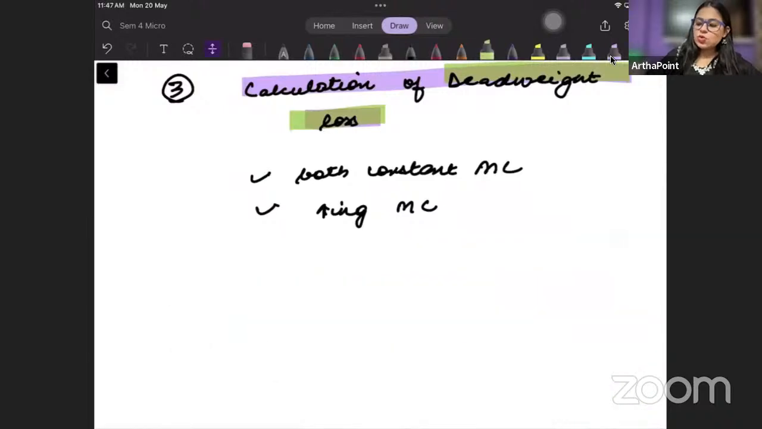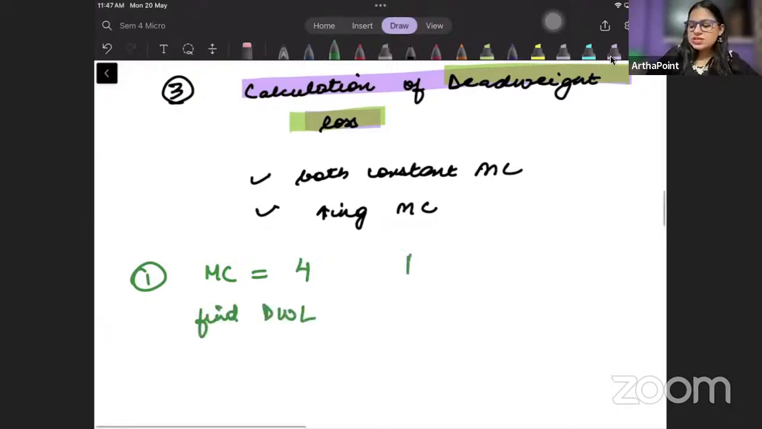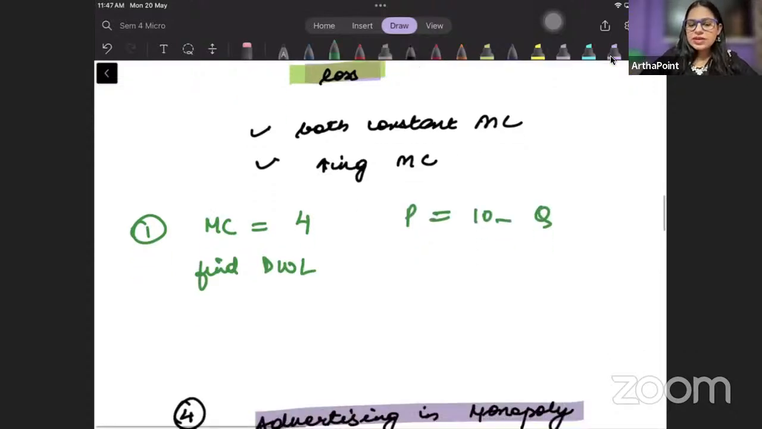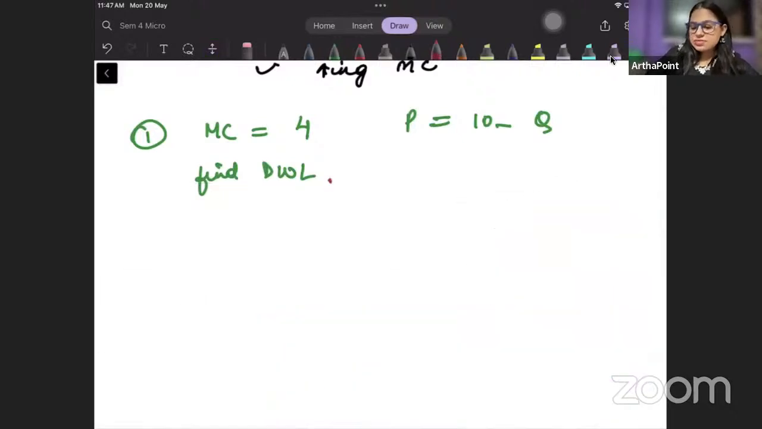In deadweight loss there will be two kinds of questions that will be asked. The first kind of question will be on constant marginal cost. So in constant marginal cost, they will be giving you a marginal cost which is looking like this. Fixed marginal cost, and they will be asking you to find the deadweight loss of the monopolist. They will give a price function, say 10 minus Q, right? They will ask you to find the deadweight loss of the monopolist. Okay, in this they can also ask you to find consumer surplus and producer surplus. They can add all this as well.